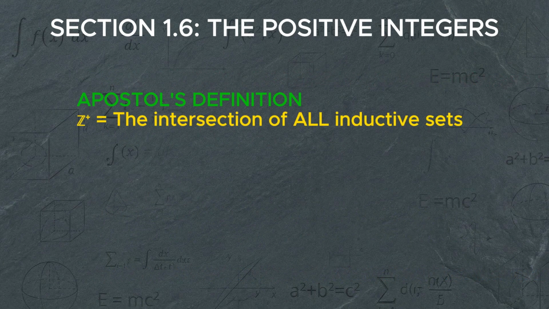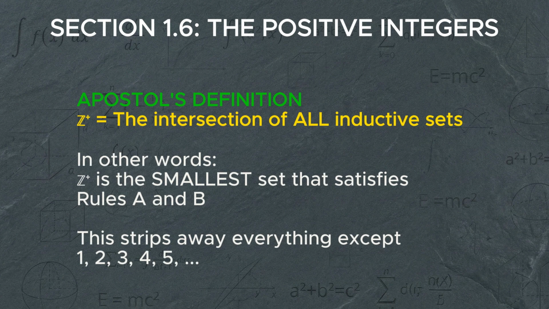So Apostol defines the positive integers, capital Z with a plus sign, as the intersection of every possible inductive set. What does this mean? It's the smallest possible set that obeys the two rules. By taking the intersection, we strip away the fractions, we strip away the irrationals, and we're left with only the pure counting numbers, 1, 2, 3, 4, 5, and so on.